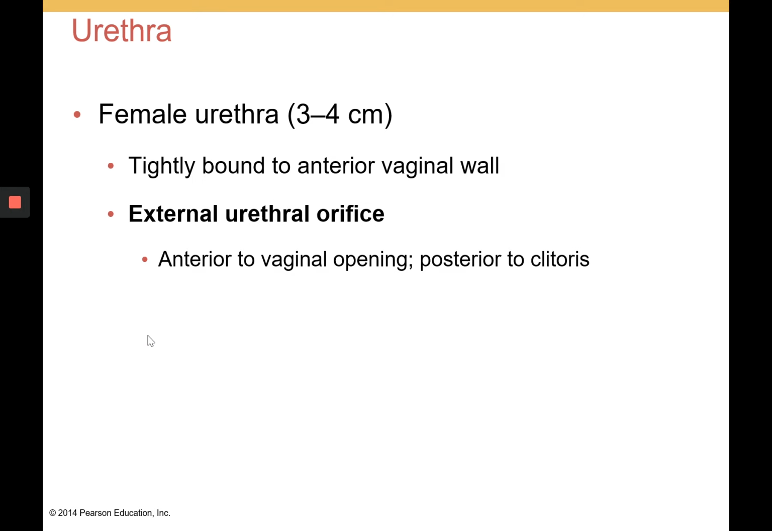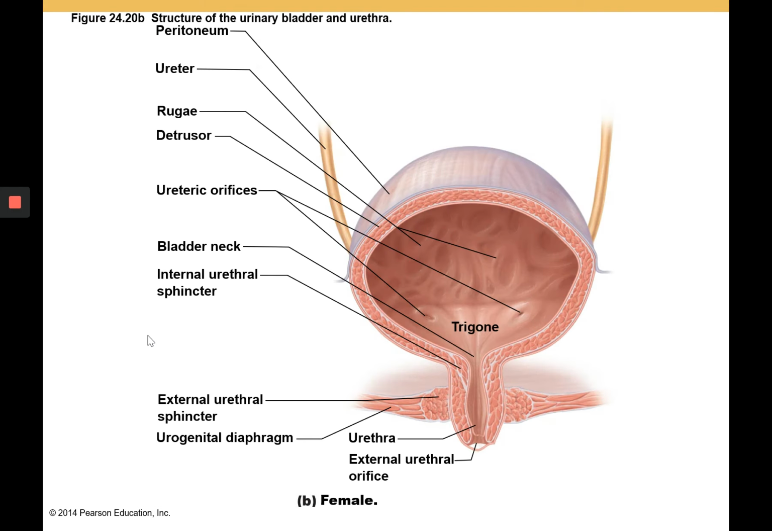The female urethra is only 3 to 4 centimeters in length and tightly bound to the anterior vaginal wall, and its external urethral orifice is going to be anterior to the vaginal opening and posterior to the clitoris. So here we can see the female urethra, pretty short. Here is the external urethral sphincter, so it's in the pelvic floor, so it's made up of skeletal muscle, whereas the internal urethral sphincter will be in here, and that's going to be smooth muscle.